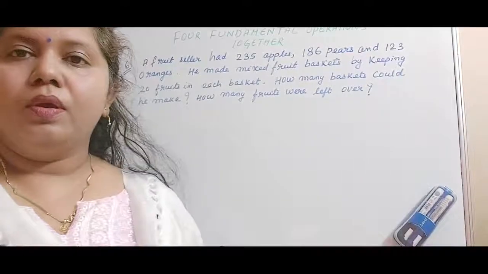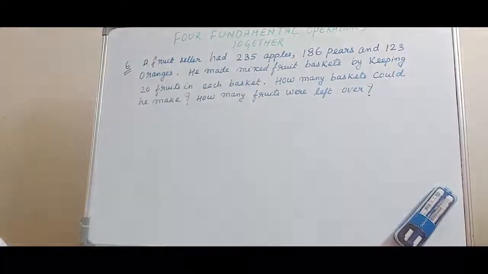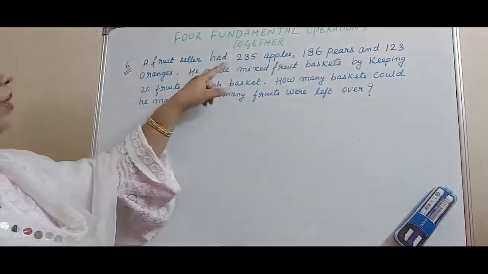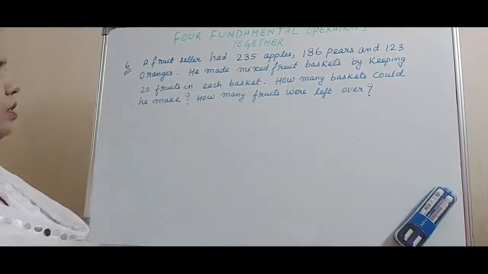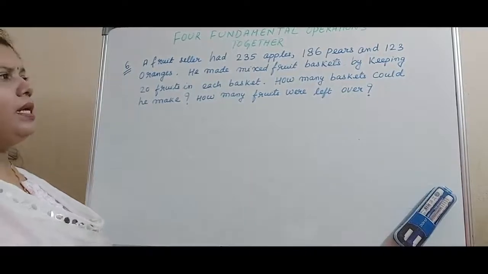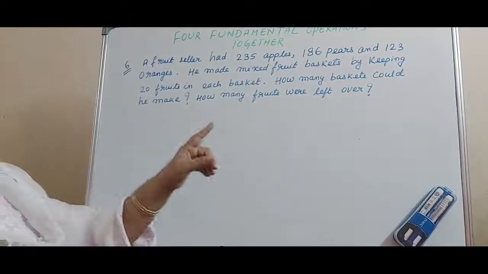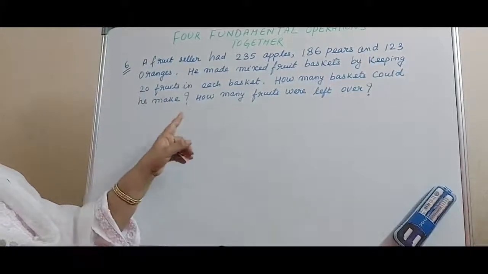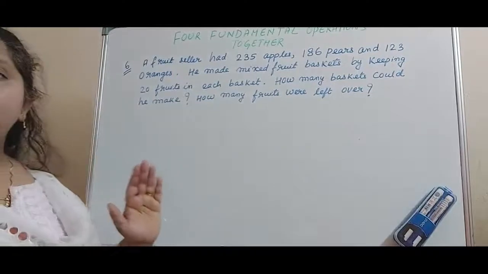Okay, now we come to the last question of this exercise. The question is, a fruit seller had 235 apples, 186 pears and 123 oranges. He made mixed fruit baskets by keeping 20 fruits in each basket. So how many baskets could he make? How many baskets could he make? So what we have to do here?